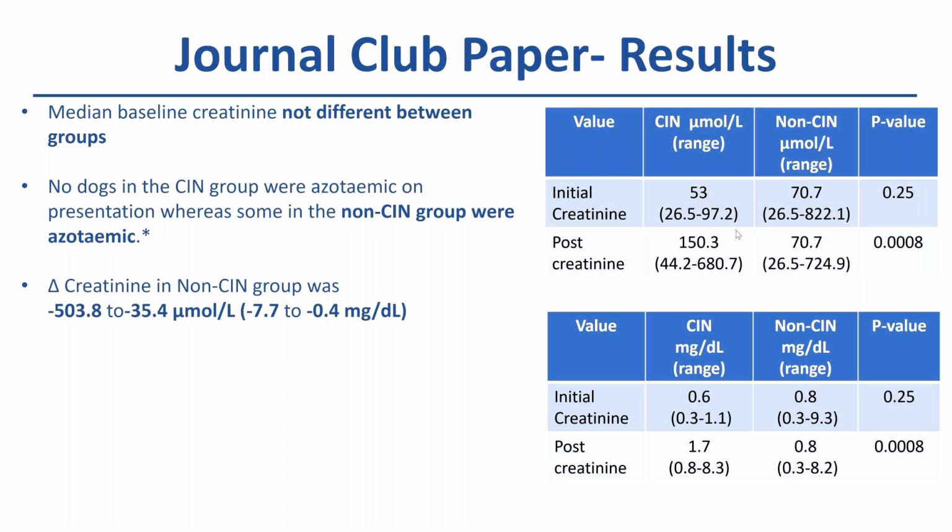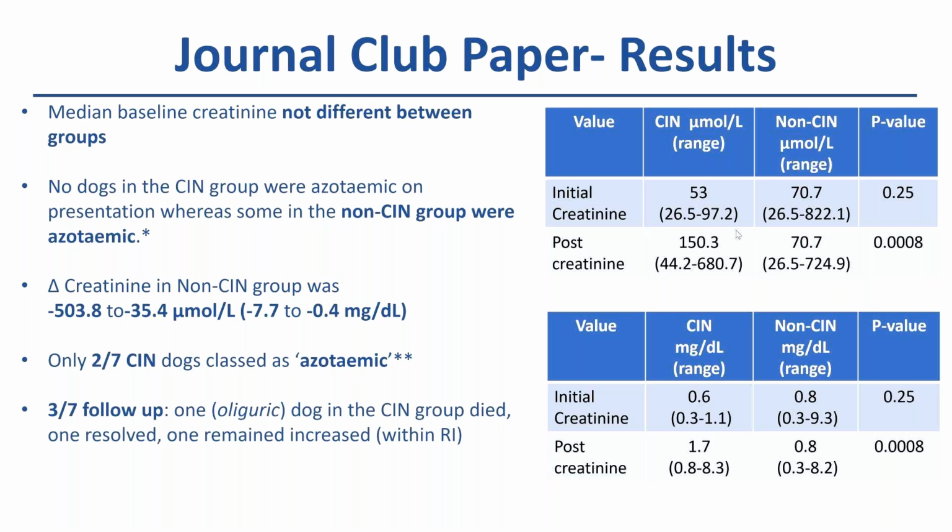Just for interest, the change in the delta creatinine in the non-contrast-induced group was anywhere between -7.7 to -0.4. So I guess some of those right at the other end were possibly leptospirosis dogs or urinary tract obstruction. And of those 7 dogs that developed contrast-induced nephropathy, only 2 of them were classed as azotemic after. We don't have a reference interval given, or whether they used machine-specific reference intervals to comment on that.